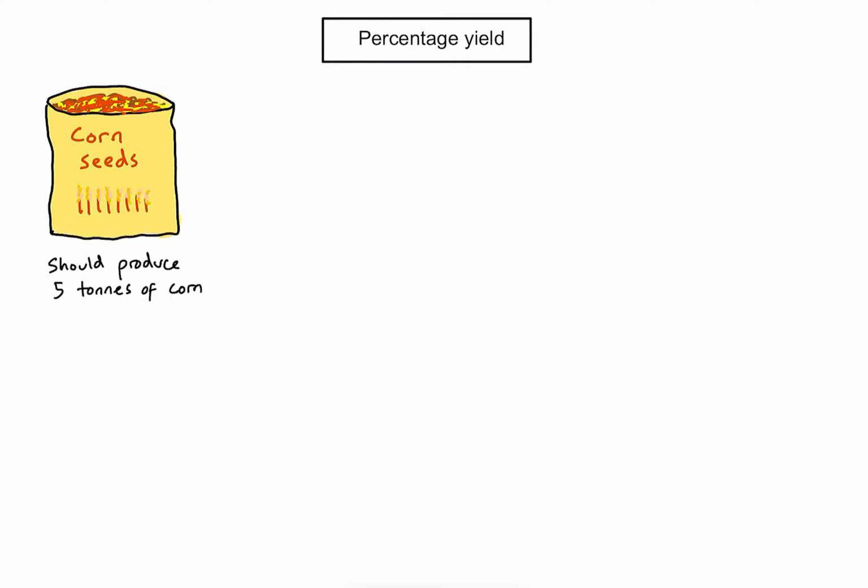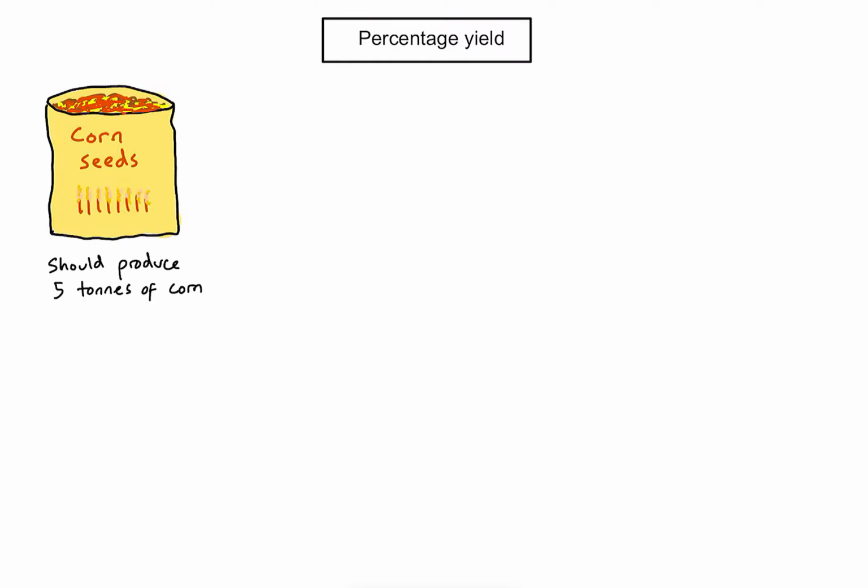Have a look at percentage yield. And to help our understanding of this concept, we're going to take a simple analogy of a farmer who is trying to grow some corn. So if I go down to the market, although I'm not a farmer, let's imagine I am in this example. There we go, buy a sack of corn seeds, and on the label of my bag it tells me that this is enough corn seeds to produce 5 tons of corn. So the yield, or the amount I'm expecting to get, is 5 tons.